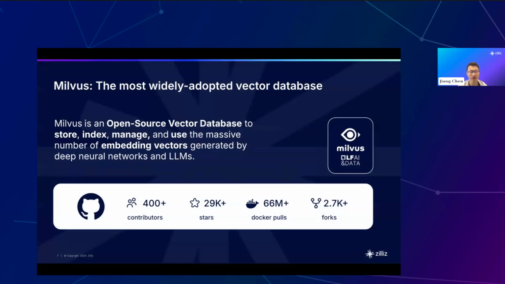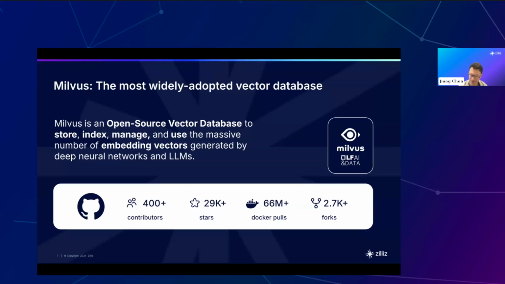We want to empower developers to build highly efficient and scalable vector search, which powers their retrieval-augmented generation applications, image search, or product recommendations. We designed Milvus to be a fully distributed, cloud-native architecture so that it can store, index, manage, and use the massive number of embedding vectors generated by all kinds of workloads. This lets developers focus only on their business logic rather than worry about the infrastructure behind it.